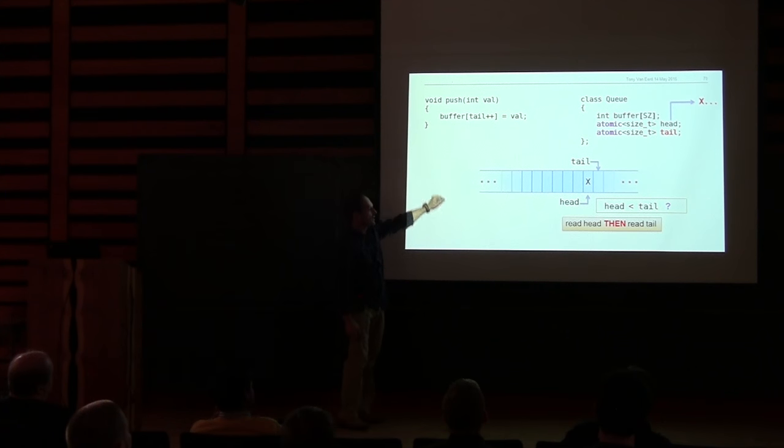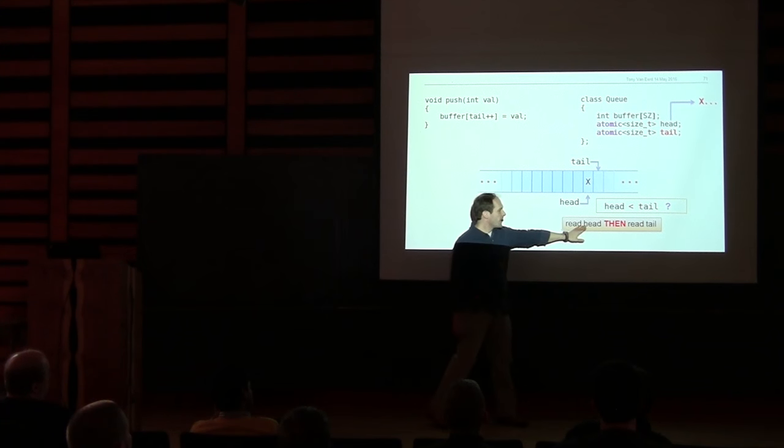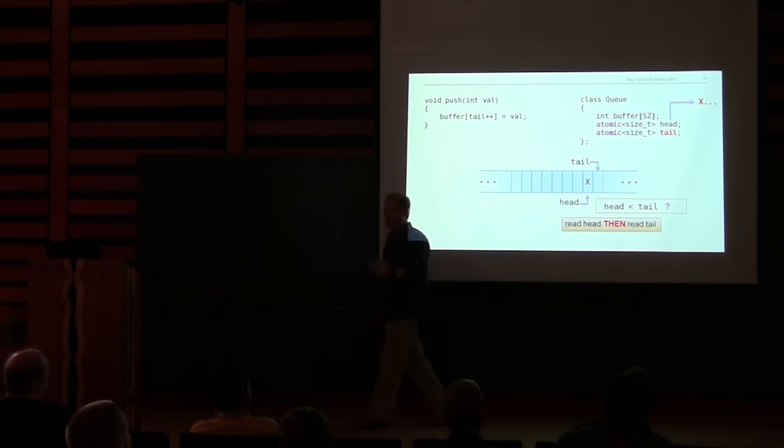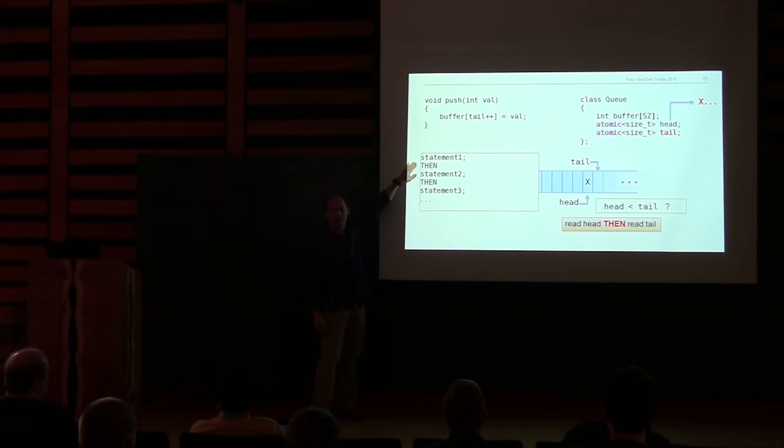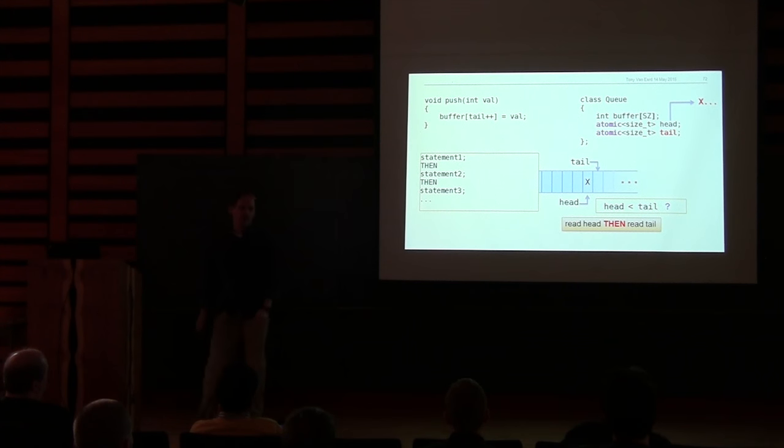So there's that "then," and then we have this other "then," right? Read head, then read tail. There's a "then" hiding in that. Of course, you're going to say, well, this is what coding is. Coding is statement one, then statement two, then statement three. So how can you do any lock-free programming at all if you're worried about the word "then"? And basically, this is why lock-free programming is hard.